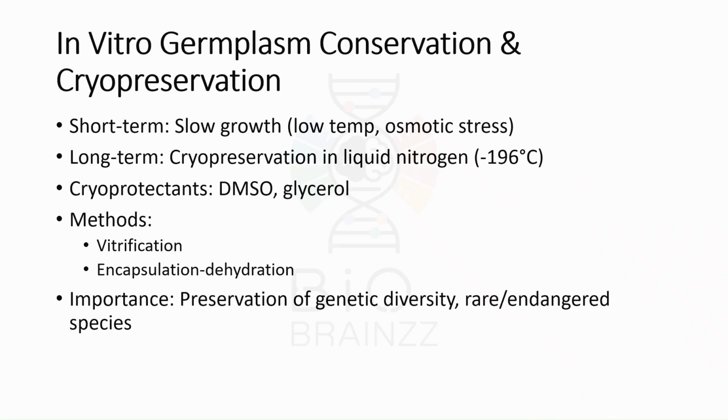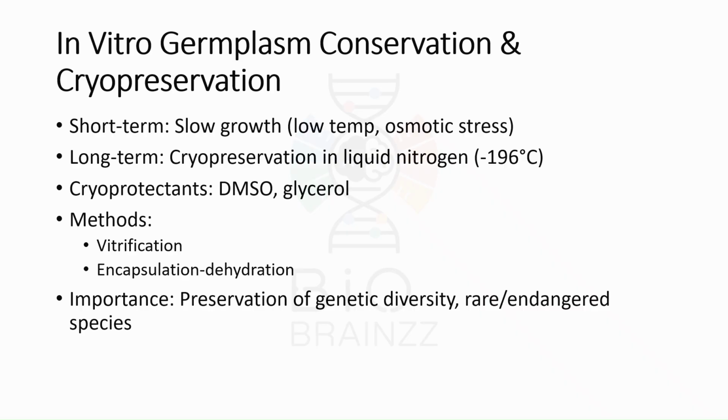In vitro germplasm conservation involves maintaining plant genetic resources under controlled laboratory conditions for both short-term and long-term storage. Short-term conservation is achieved by slow growth techniques such as reducing temperature or modifying osmotic conditions to limit metabolic activity. This allows cultures to be preserved without frequent subculturing.